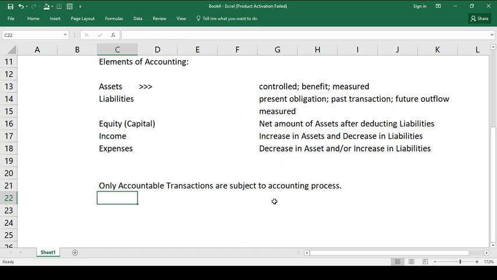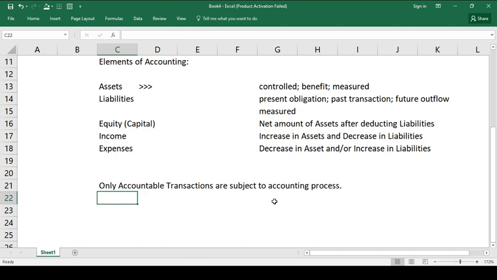Okay? What I am saying is that only accountable transactions are subject to the accounting process. It means only those will continue all the way to the end. And I am not saying that those non-accountable transactions are not part of accounting reporting. Take note, the accounting process and accounting reporting are different. For accounting reporting, both accountable and non-accountable transactions are subject to reporting, particularly those non-accountable transactions that we consider material and substantial in making economic decisions.